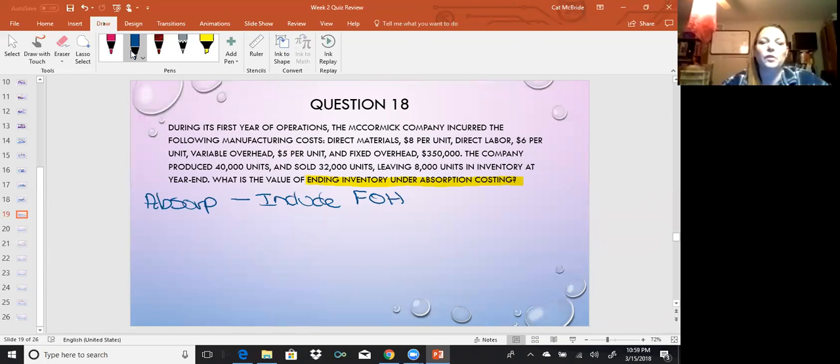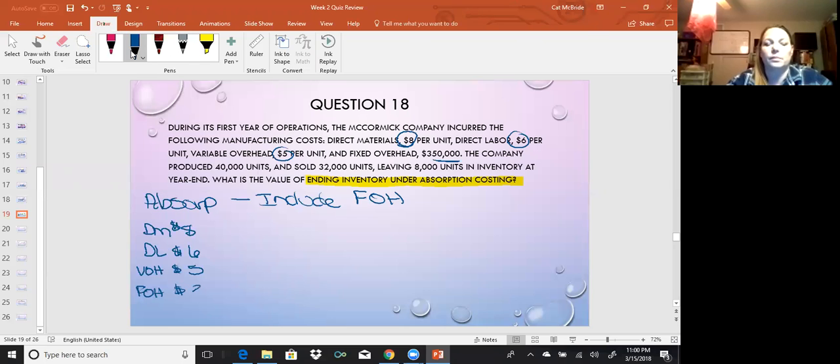So we know during the first year of operations, the McCormick Company incurred the following manufacturing costs. Direct materials are $8. We're going to include those. Direct labor is $6. Variable overhead is $5. And fixed overhead is $350,000. The company produced 40,000 units and sold 32,000, leaving 8,000 units in inventory.